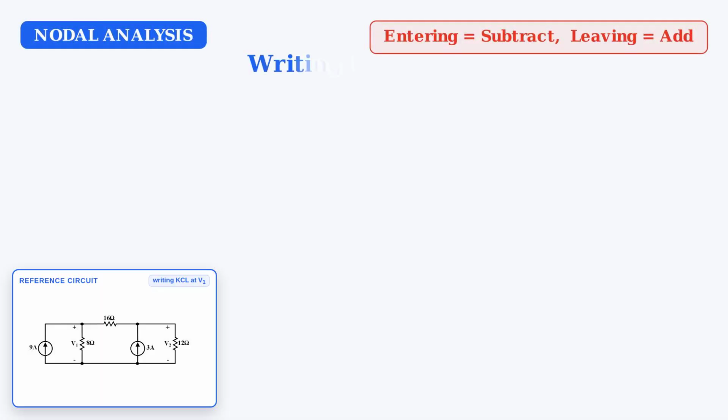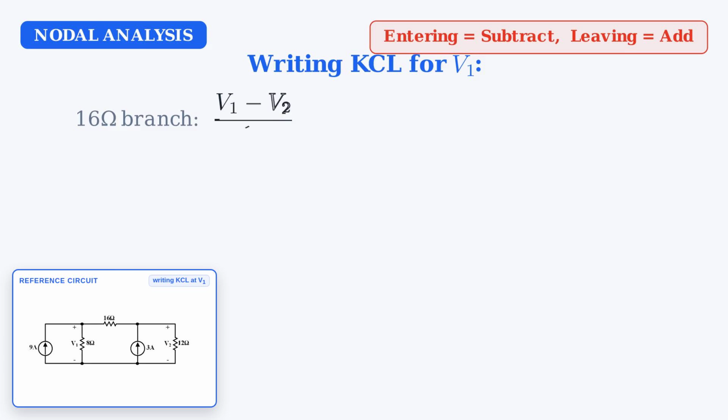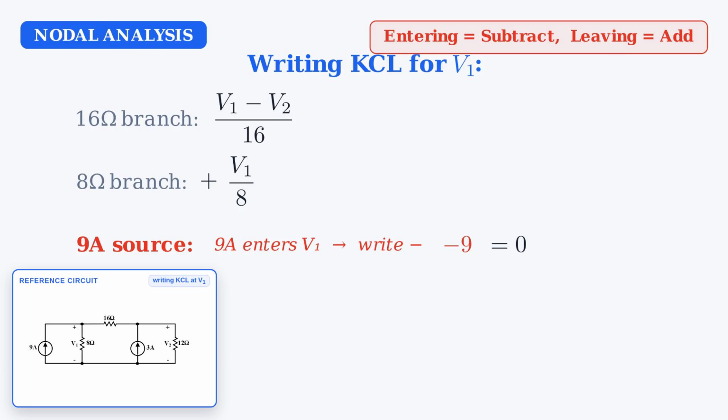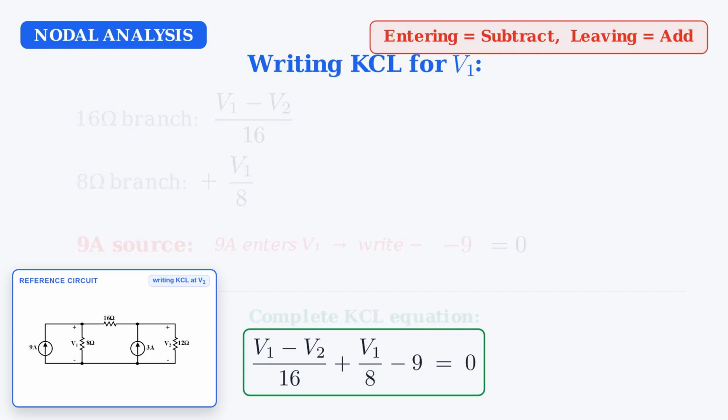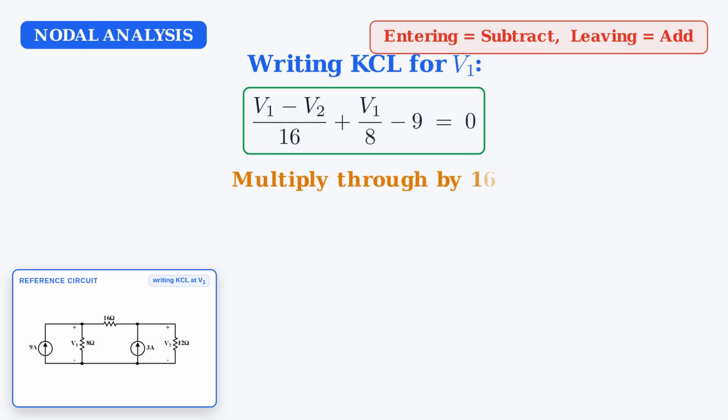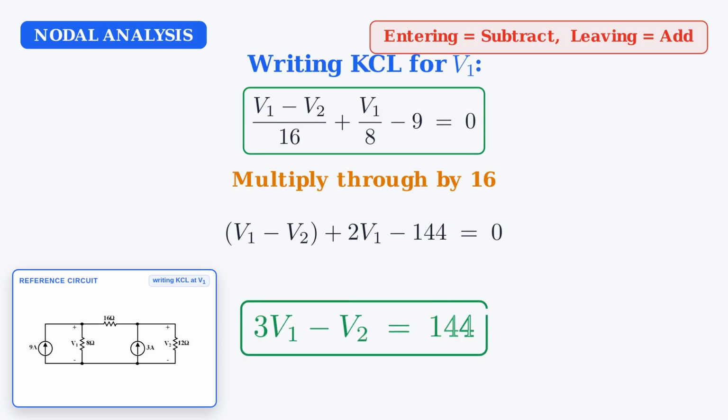Now let's write KCL at node 1. First branch, the 16 ohm resistor connecting node 1 to node 2. Current flowing from node 1 to node 2 is (V1 minus V2) divided by 16. Second branch, the 8 ohm resistor connecting node 1 to ground. Current is simply V1 divided by 8. Now the current source. The 9 ampere source is entering node 1. By our rule, entering means minus 9 in the equation. Putting it all together, (V1 minus V2) divided by 16 plus V1 divided by 8 minus 9 equals 0.